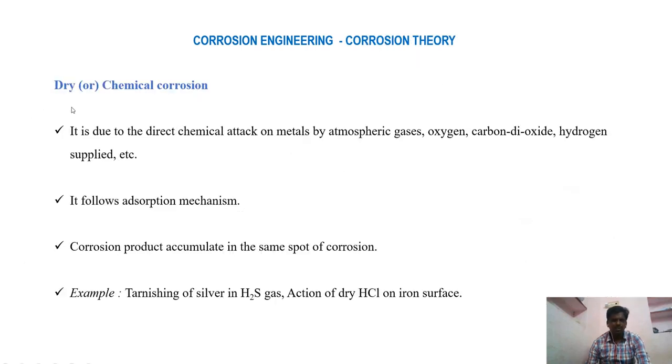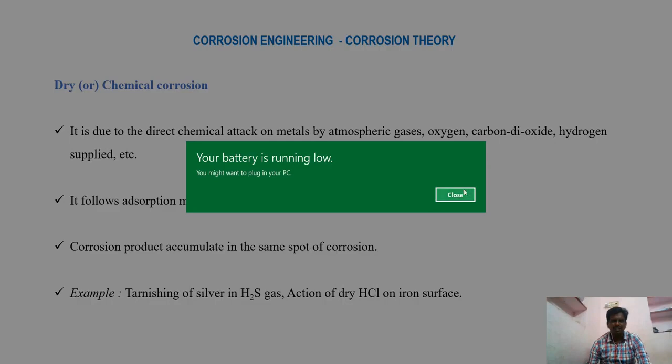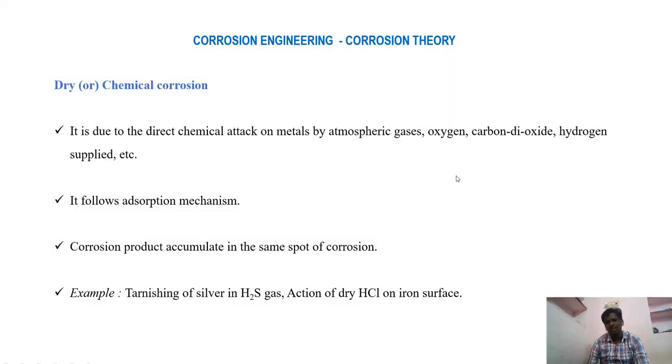First one is the dry corrosion or chemical corrosion. This type of corrosion takes place in the absence of atmospheric moisture. So here atmospheric gases like oxygen, carbon dioxide, hydrogen can directly attack the surface of the metal and convert that metal into metal oxides. These gases follow the adsorption mechanism, and the product formed in this corrosion reaction starts to deposit at the spot of corrosion. That means this deposition of oxide layer takes place where the corrosion occurs. The action of dry steam on iron surface is an example.